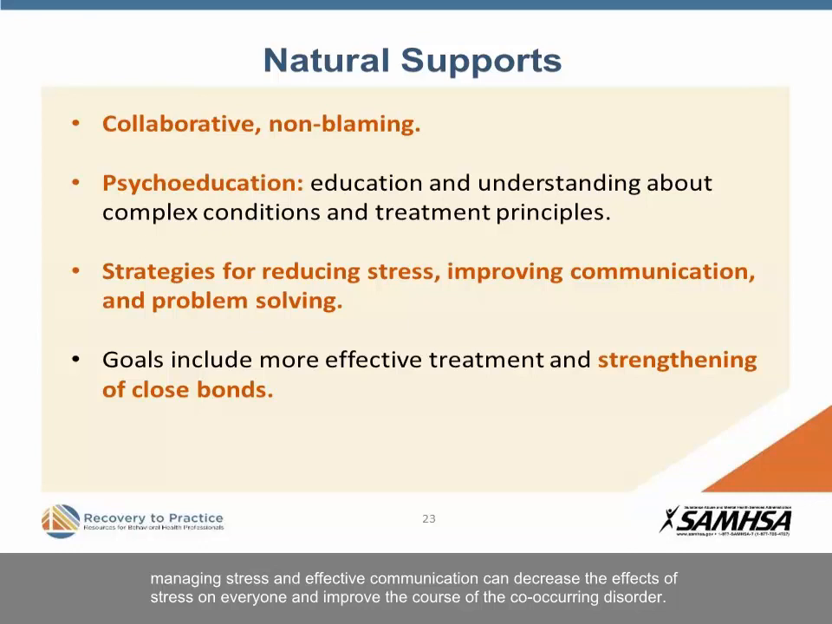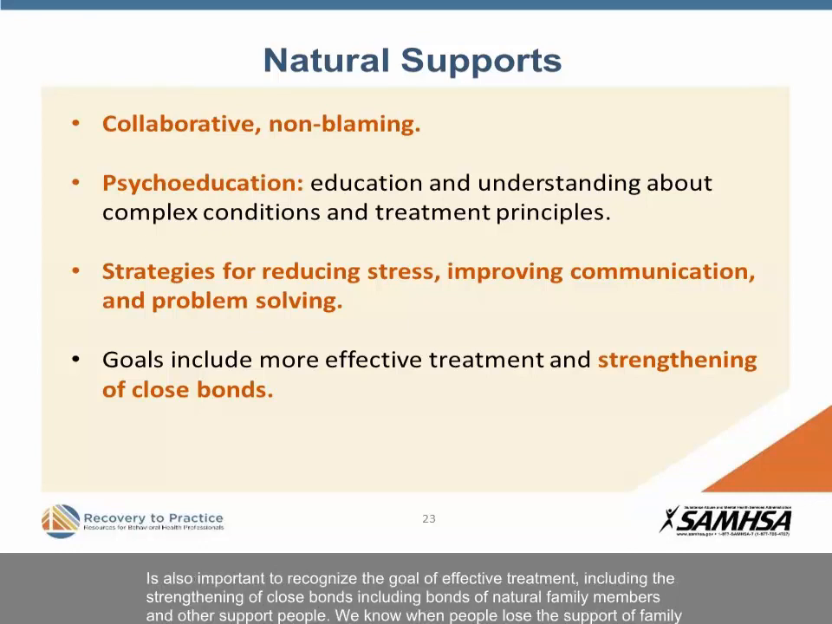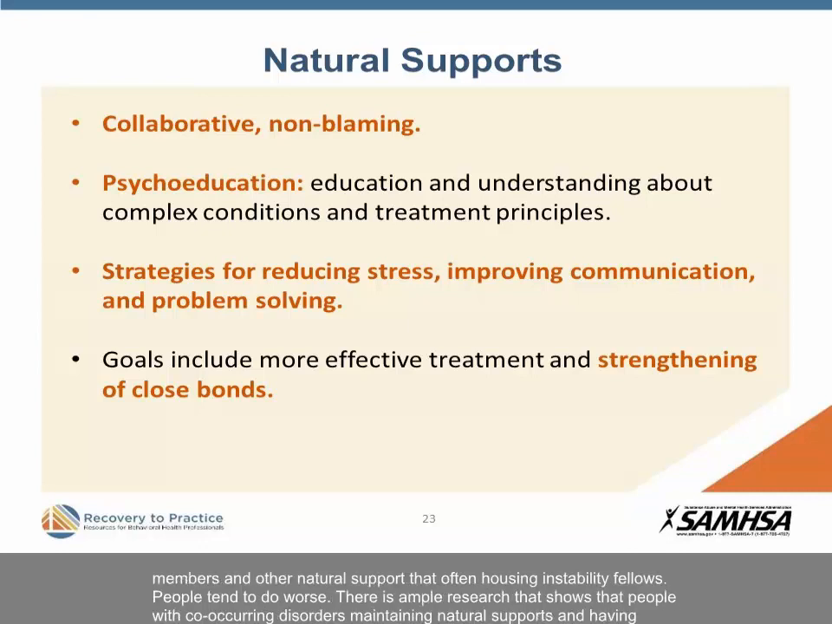It's also important to recognize that the goals of effective treatment include the strengthening of close bonds, including the bonds of natural family members and other supportive persons. We know that when people lose the support of family members and other natural supports, that often housing instability follows, and people tend to do worse.